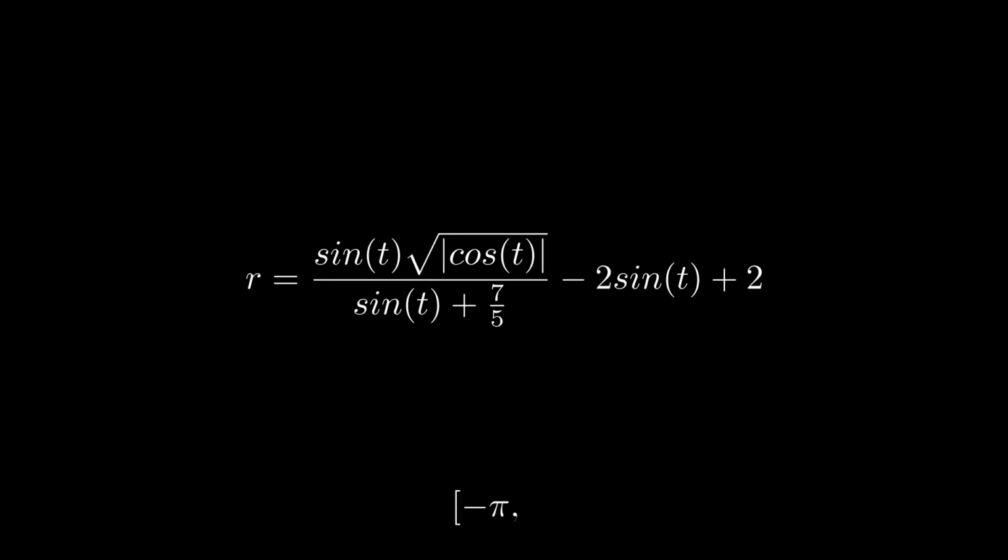Now let's use the polar coordinate system, where each point on the polar plane is determined by a distance from a reference point and an angle from a reference direction. Let's take the following polar equation on the domain negative pi to pi. If we graph the equation on the polar coordinate system, it will look like this.